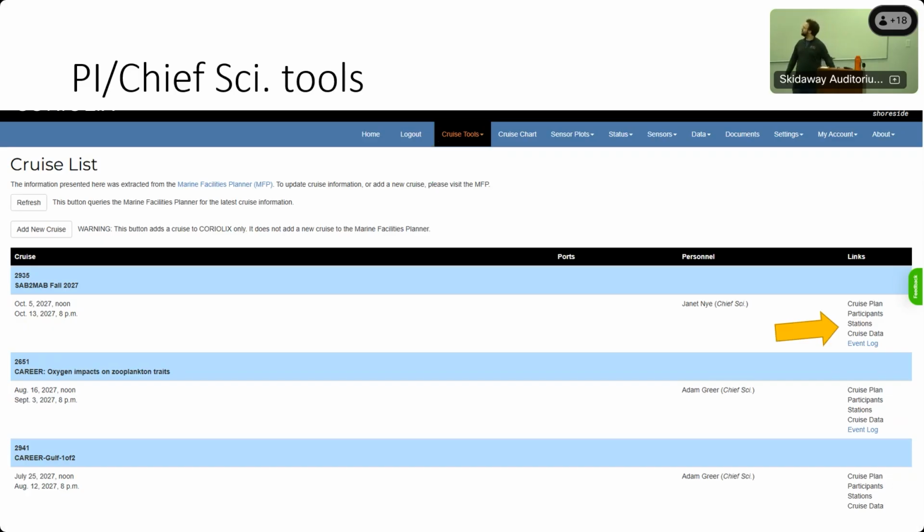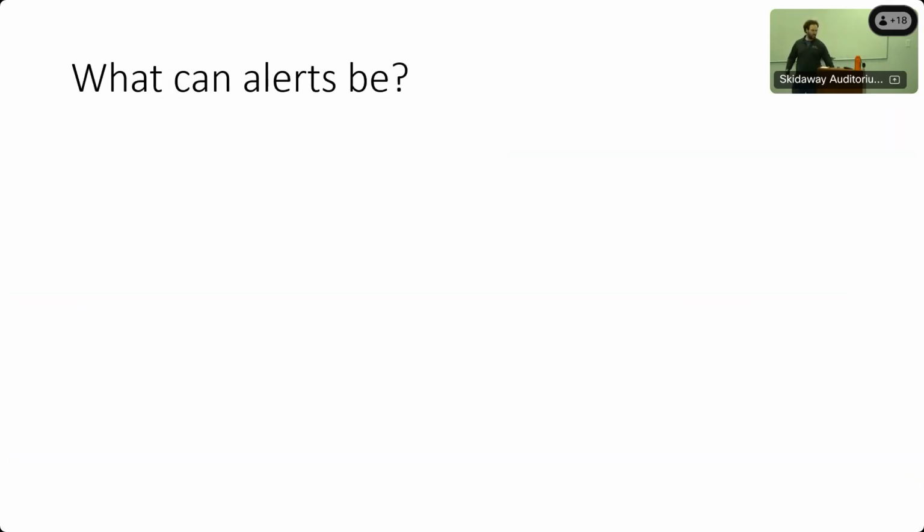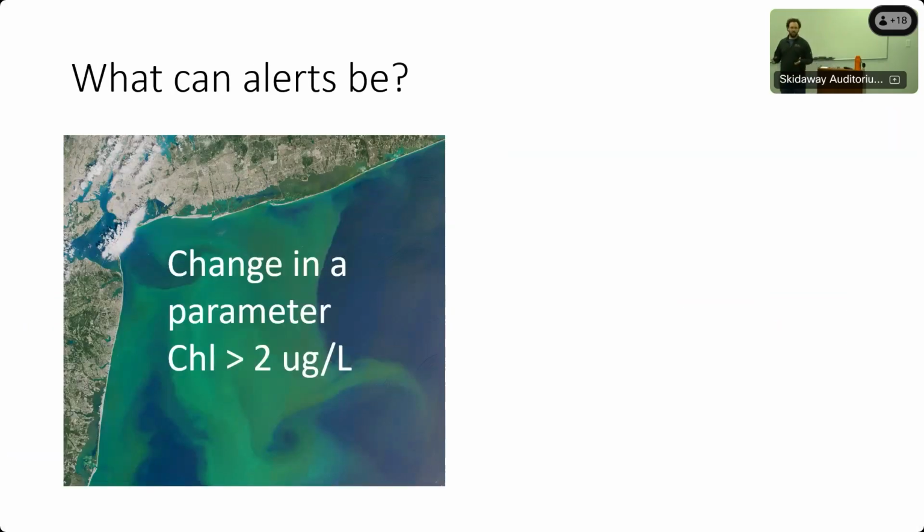All right, and then what can an alert be? Well, an alert can be a change in basically any biogeochemical parameter the flow-through system measures. So chlorophyll, you might be coming in, you want to measure when we get to high chlorophyll. You can get an alert. This can be an email, a Slack message, or a text message, but sometimes those are a bit iffy at sea, so I wouldn't recommend it.